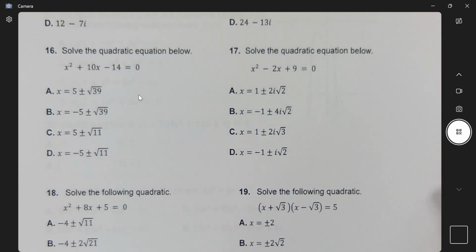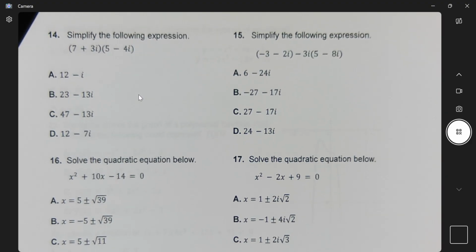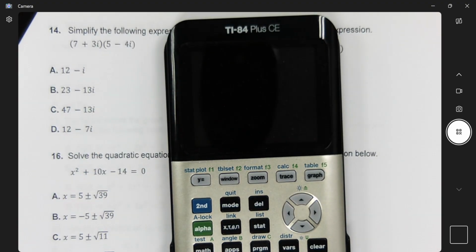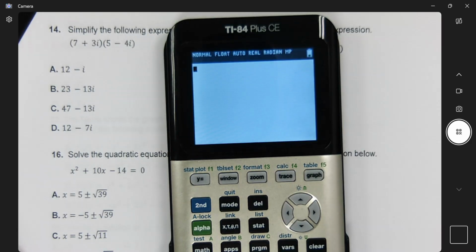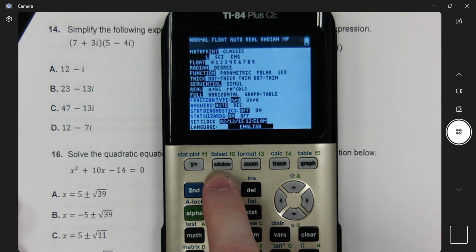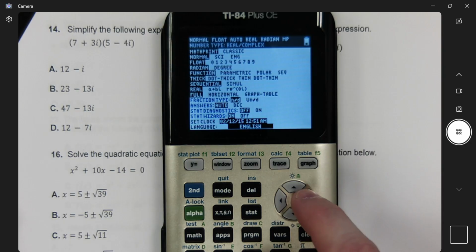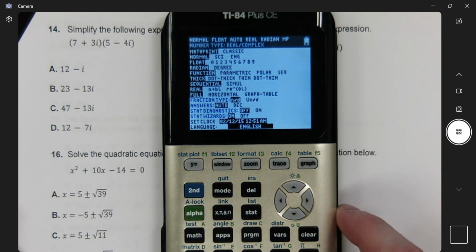Ooh, check that out. 14 and 15 have i in them, imaginary numbers. Normally Desmos can handle these. However, the one that they've given you on the final is gimped, so it will not be able to do these. But the graphing calculator will, and you will have access to graphing calculators on your final, so turn it on. The first thing you're going to need to do is hit mode and scroll down to where it says real. That means this calculator will only do real number things. You're going to scroll right to a plus bi and hit the enter key. Now your calculator is in complex mode. It can now do math with i.